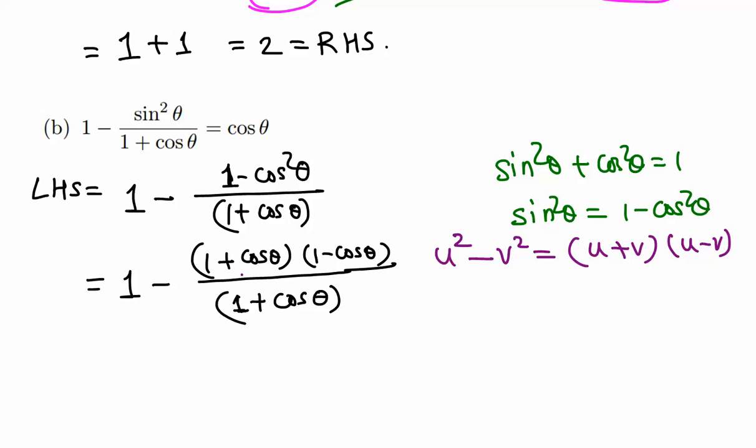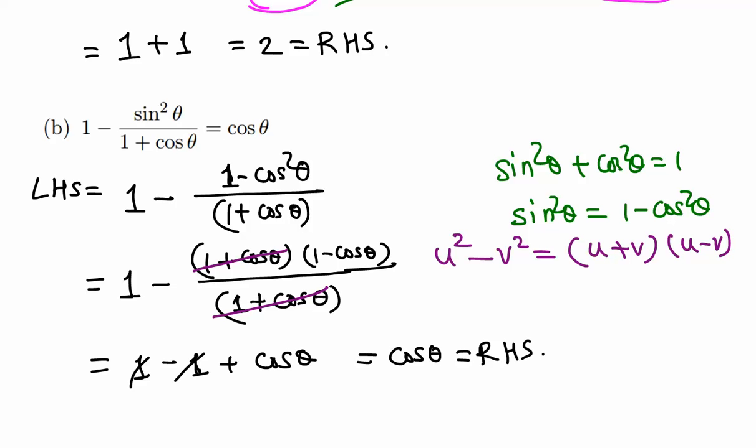Now 1 plus cosine is a block, 1 plus cosine over 1 plus cosine, cancel. Now we have 1 minus 1 minus cosine theta, but there is a negative sign, so we need to distribute this negative: negative 1, and negative times negative cosine theta is positive cosine theta. And 1 minus 1 is 0, so they cancel, leaving cosine theta. That is what we have in the right hand side, so the right hand side is done.